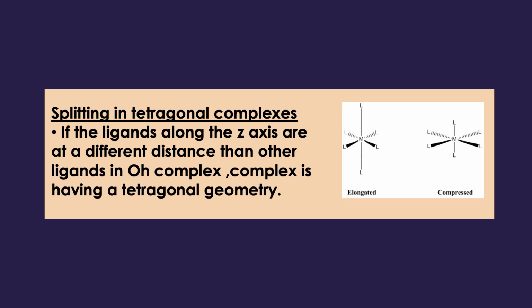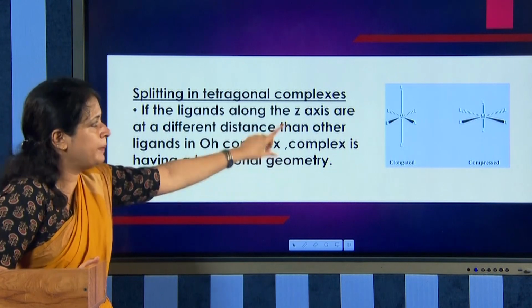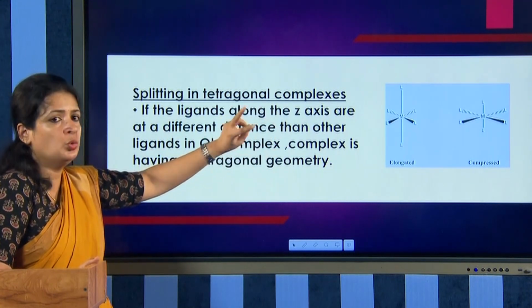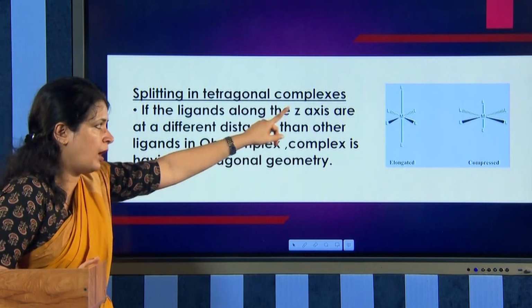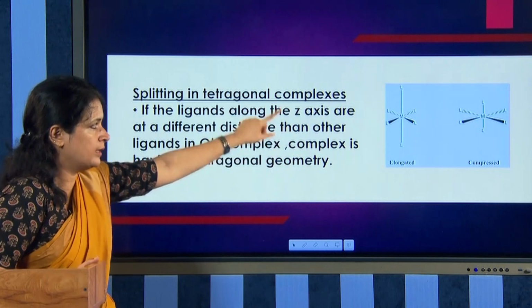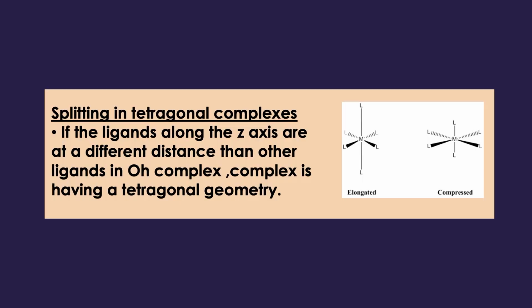See the case, this was an octahedral complex, but the peculiarity is you can see that the two ligands are different from the other 4. In the first case, that is the elongated case, you can see the 2 ligands are different from the other 4. Or you can consider a compressed situation, in that case also, the second case, you can see that the 2 ligands are different from the other 4, that is, it is somewhat compressed.